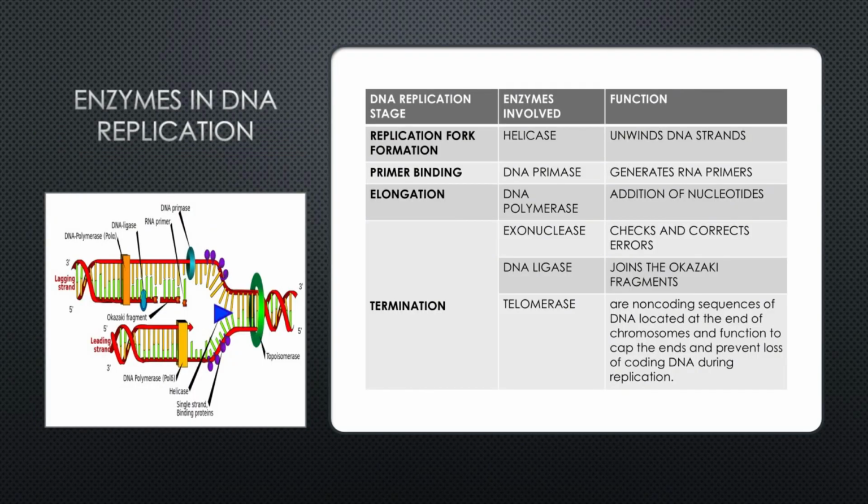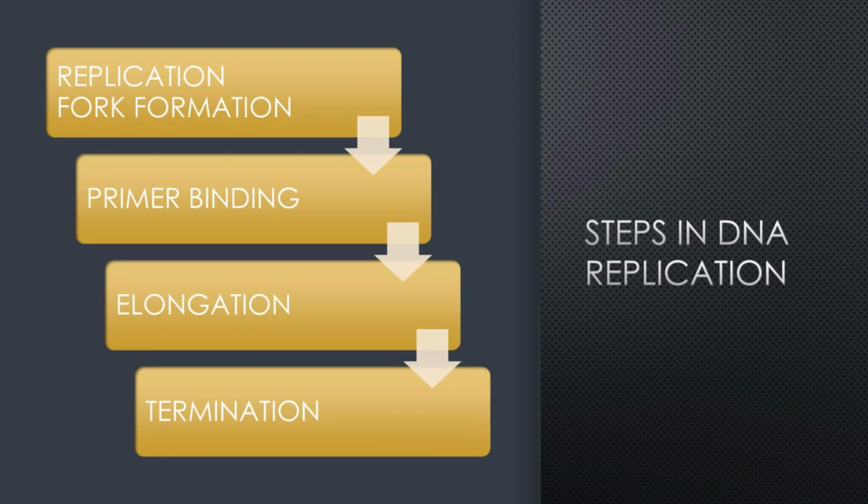Here are the several key enzymes involved, which work together in a coordinated manner to ensure the smooth progression of DNA replication. Along the steps of DNA replication, you will learn the functions of each of these enzymes. Here are the steps in DNA replication. It starts with replication fork formation, then primer binding, next the elongation process, and lastly, the termination process. So let's explore the processes in detail.